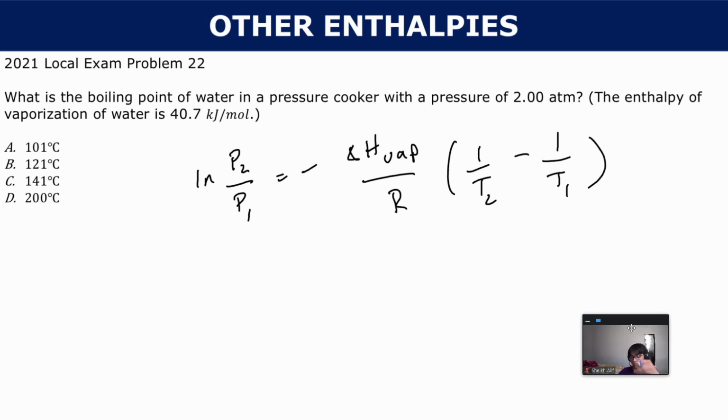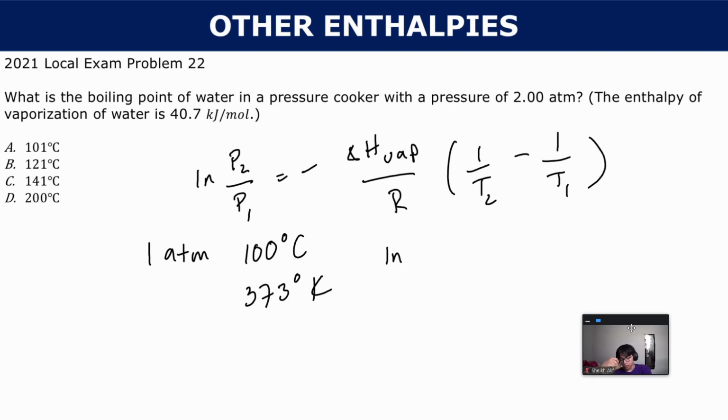The thing with this equation is that you need 2 states. In order to find out the boiling point of a liquid at a certain state, you need to know the boiling point of the water at a different state. The different state that we can use in this case is at 1 atmosphere, where we know that water boils at 100 degrees Celsius. And 100 degrees Celsius is 370 degrees Kelvin. So we can input that information into our equation.